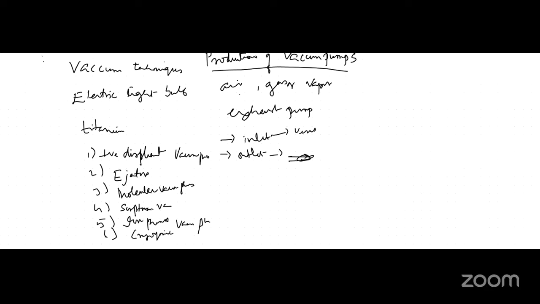Next we have root pumps. These pumps, without a discharge valve, can move gases by the propelling action of rapidly rotating members, and are called rotary pumps. This is one type of what we call root pumps. Then we have the diffusion pumps.